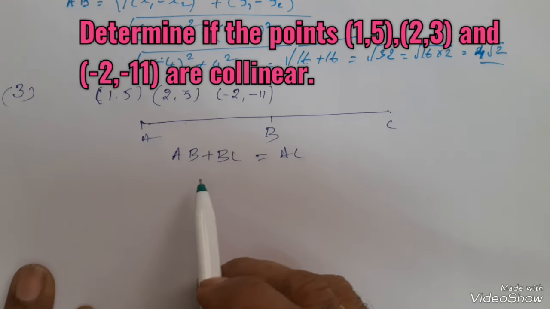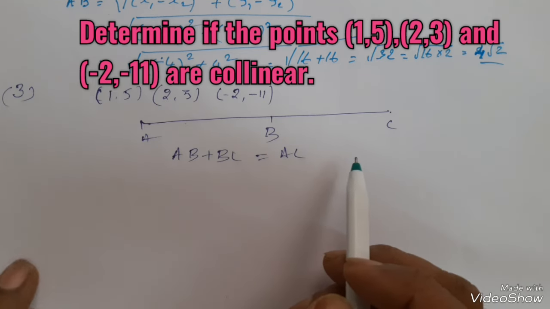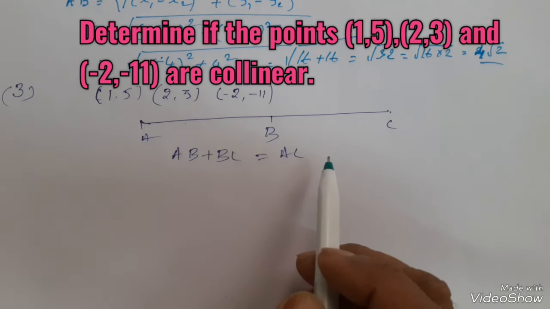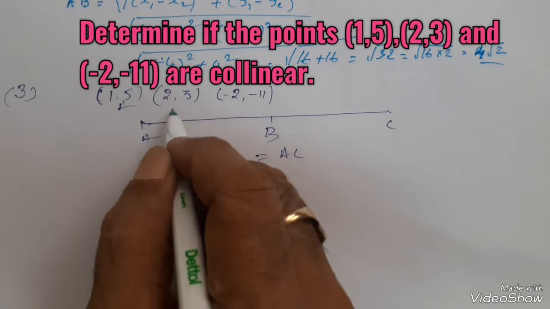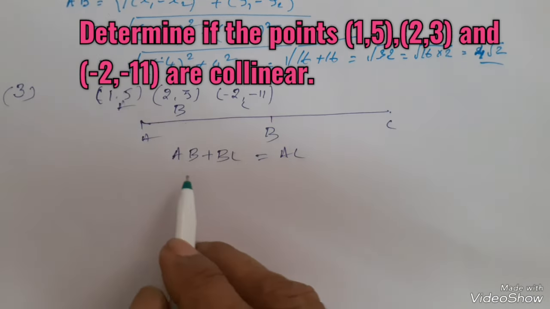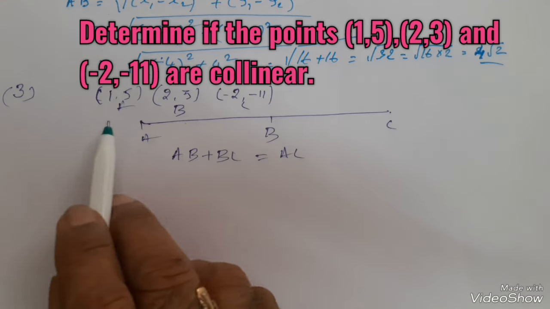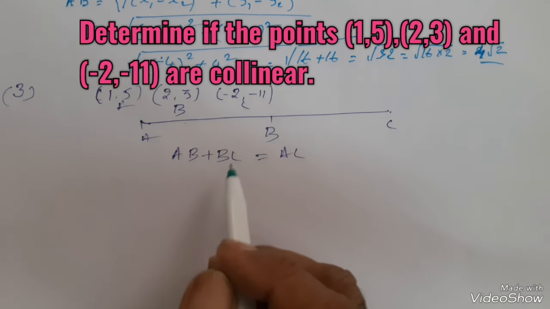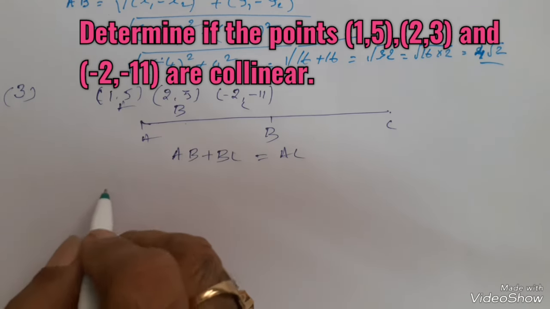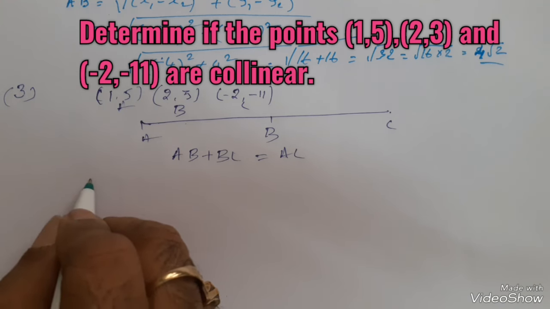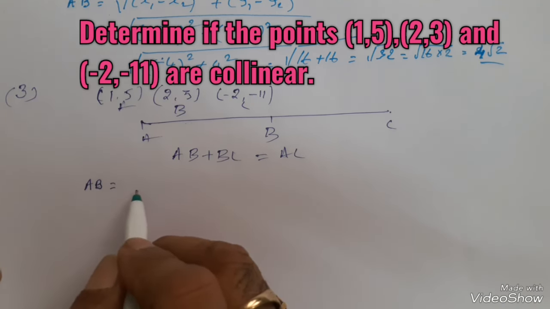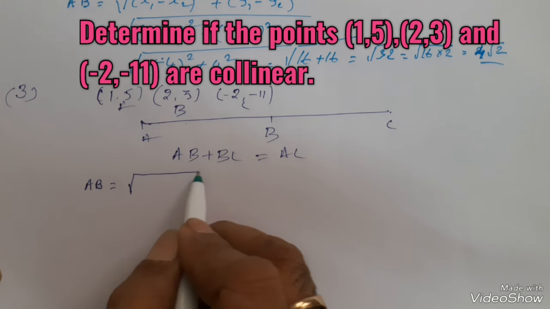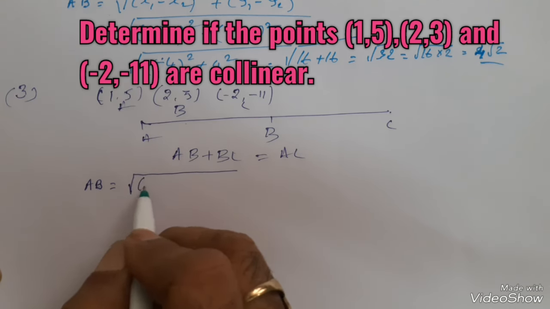Then we can say the 3 points are collinear. Here, take this as A, this as B, this as C. First you find AB, BC, AC. Let us take AB first. Using the distance formula, you can find the length of AB.